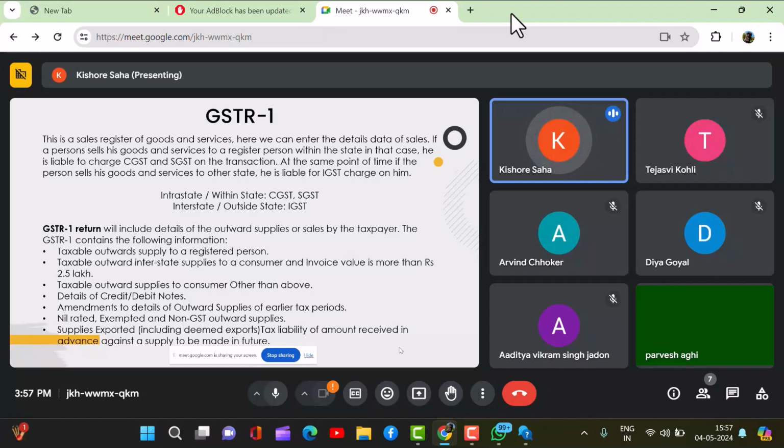These are the following information that GSTR1 contains. Taxable outward supply to a registered person. Secondly, taxable outward interstate supplies to a consumer, with invoice value if the invoice value is more than rupees 2.5 lakhs. Taxable outward supplies to consumers other than above. Details of credit or debit notes, if any. Amendments to details of outward supplies of earlier tax periods. Then supplies exported, and tax liability on amounts received in advance against a supply to be made in future.